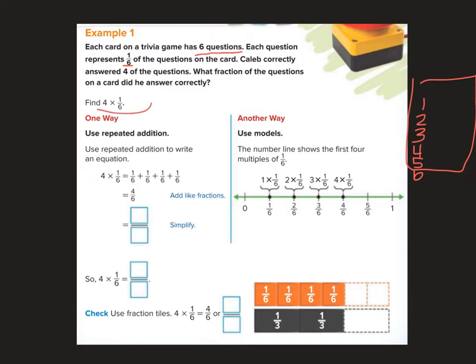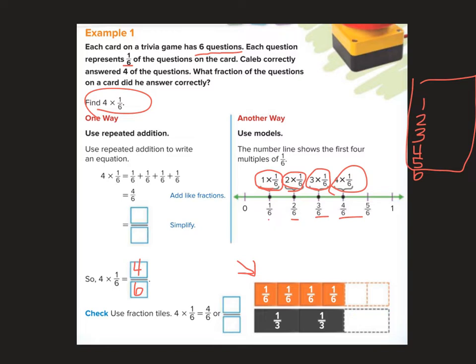So we have to multiply 4 times 1/6, which, we know that's going to be 4/6, right? We kind of talked about that yesterday. Well, let's take a look here. So 1 times 1/6 is 1/6. 2 times 1/6 is 2/6. 3 times 1/6, 3/6. 4 times 1/6, 4/6, and so on. Here's a representation of that.